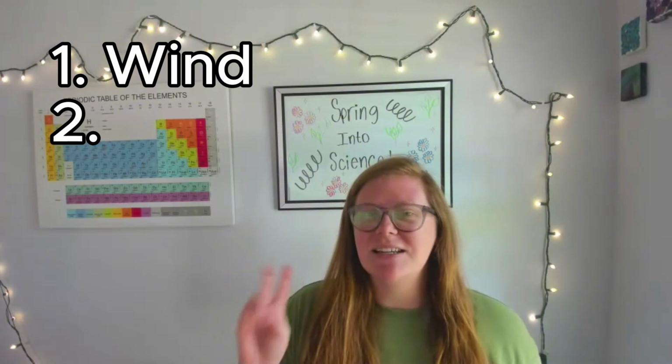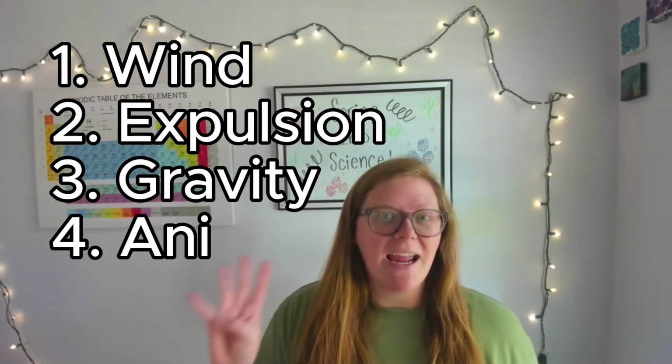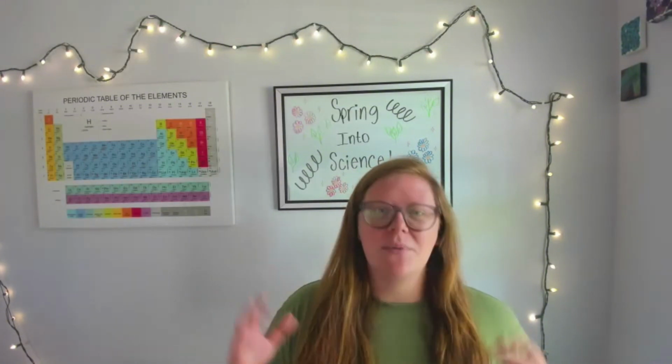Today, we're going to explore some seed adaptations and see the different ways that these seeds get dispersed. The 5 main ways seeds are dispersed in nature is through wind, expulsion, gravity, animals, and water. But let's dive in and talk about each of them individually.